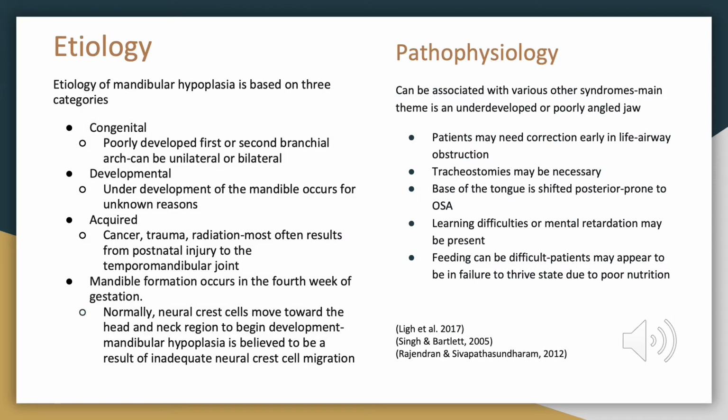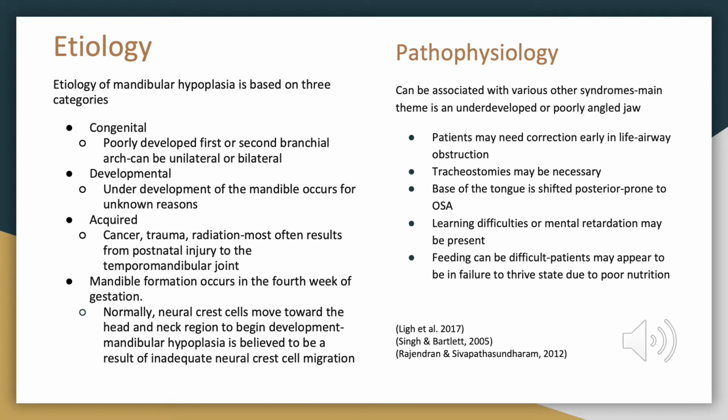Etiology of mandibular hypoplasia syndrome stems from three categories. It can either be congenital, which is a poorly developed first or second branchial arch of the jaw. This can either be unilateral or bilateral. Developmental comes from an underdevelopment of the mandible that occurs for unknown reasons, and acquired comes from either cancer, trauma, infection, as well as radiation. The acquired etiology really can stem from a postnatal injury of the temporomandibular joint.